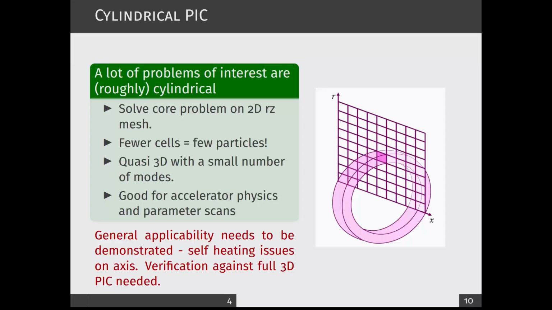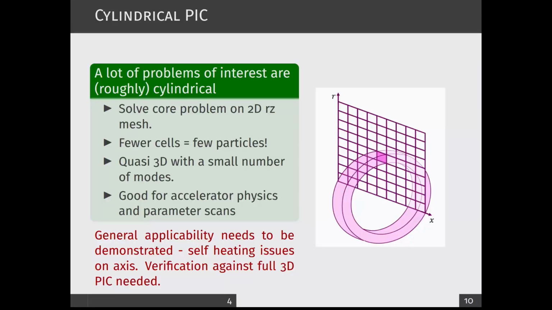The second issue is that, as I said, this is designed for accelerator physics. What Stuart found is that it's quite prone to our good friend self-heating, and that self-heating is really quite bad for solid conditions, and it's also really quite bad on the axis. Again, it chimes back to the idea of: sure, go away and do your parameter scans in these cheaper 2D simulations, but you'd want to check it in 3D PIC.